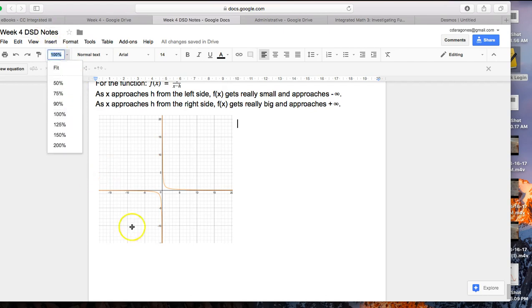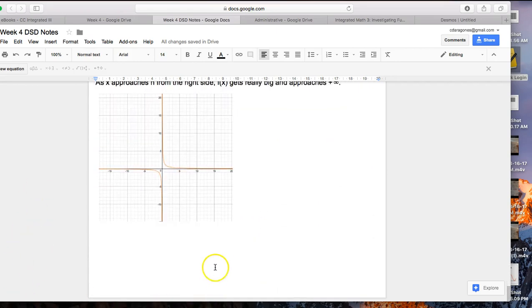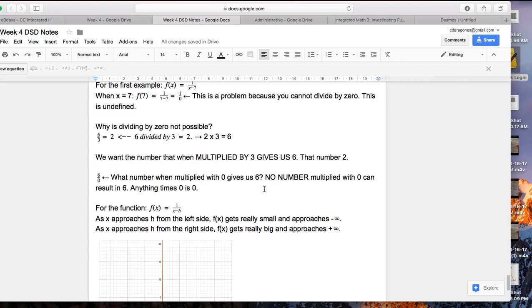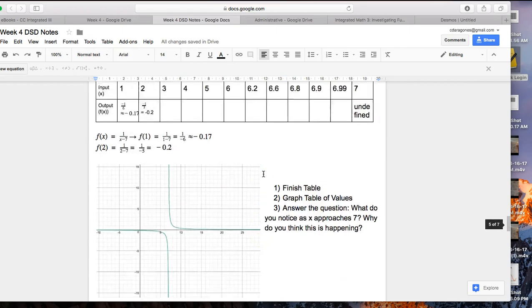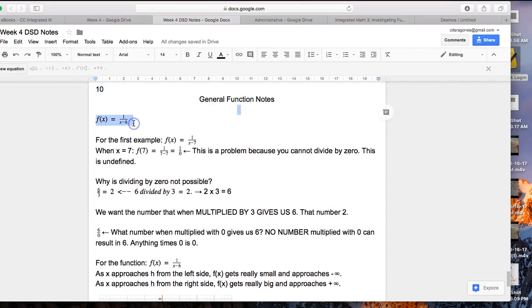Okay, so this kind of graph has something called a vertical asymptote. In the next step, I'll talk a little bit more about what asymptotes are. But as you can see in general, no matter what h is, when we approach h from the left side, we get really, really small. When we approach h from the right side, we get really, really big. And we'll talk more about why that's happening later. But I want you to start making these observations, start realizing these patterns about this particular general function.